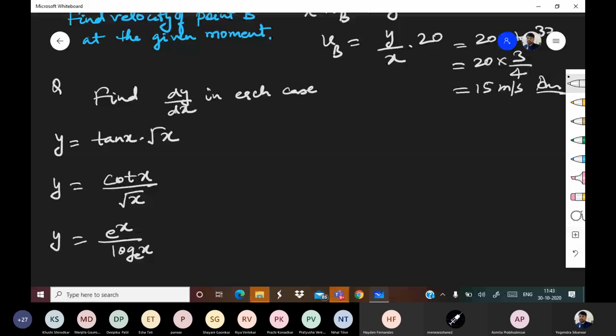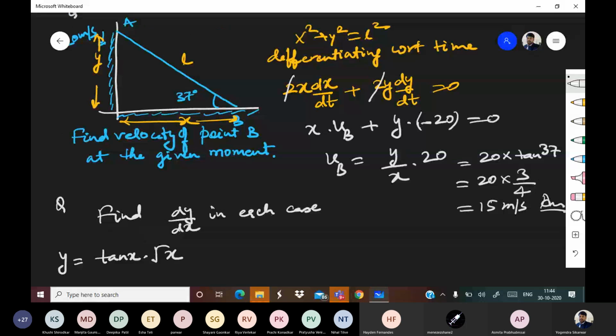Hedrick is asking, sir, if velocity of A was not decreasing. See, we did not say that velocity of A is decreasing. Listen very carefully. The velocity of A was constant at 20 meter per second. What was decreasing was the distance y. Understood, Adric?